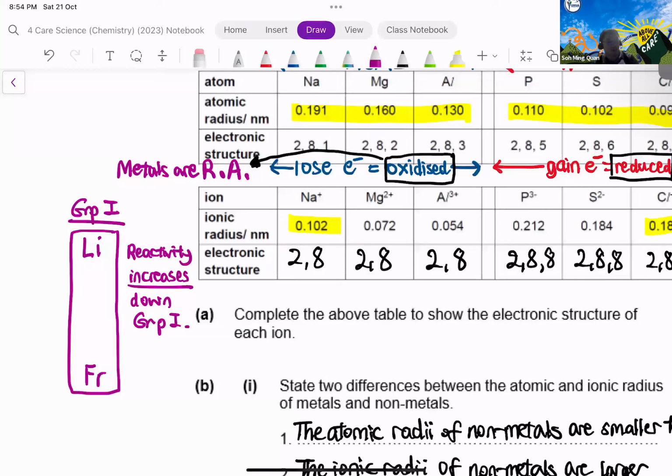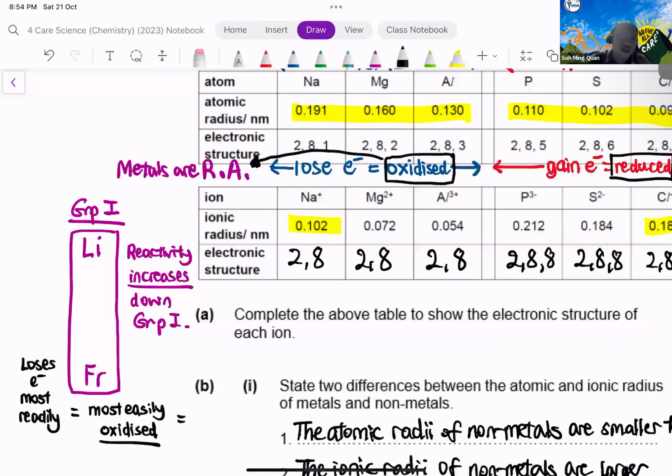If francium loses electrons most readily, it is the most easily oxidized because it loses electrons. If it's the most easily oxidized, that means it is the strongest reducing agent. So francium, being the most reactive group 1 element, is also the strongest reducing agent amongst the elements of the periodic table. So regardless of which element you are looking at, francium is the strongest, the most powerful reducing agent. This is because it loses electrons most readily and is most easily oxidized. So ensure that you take this down now.